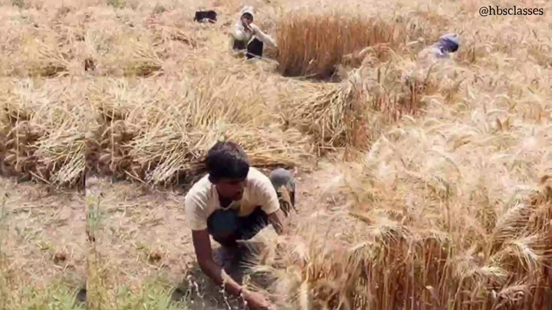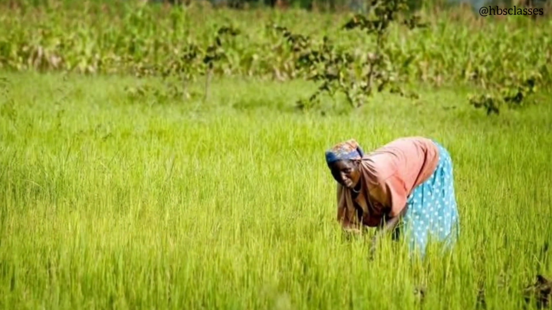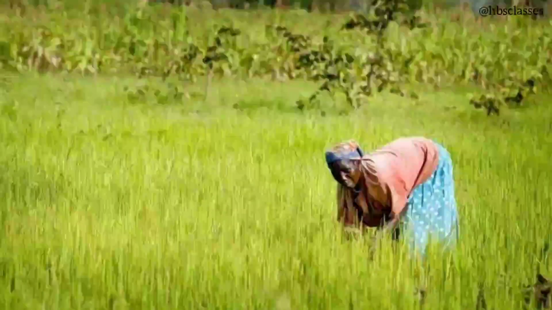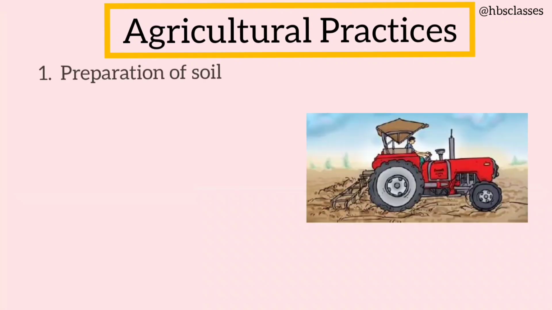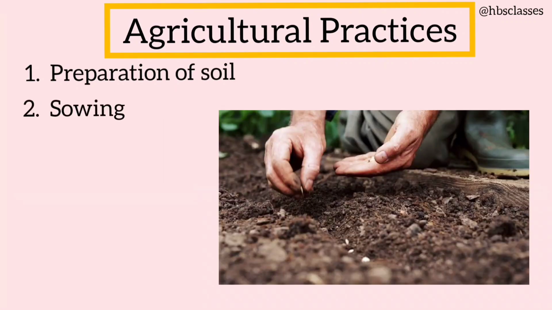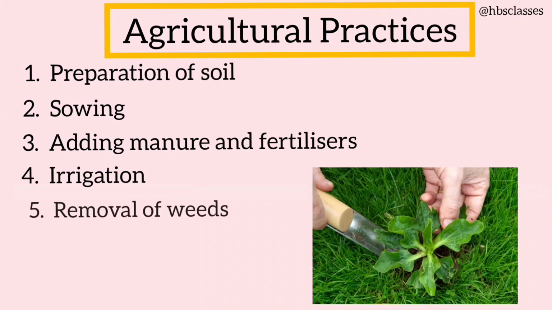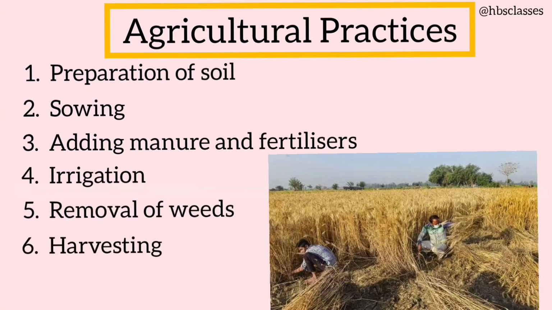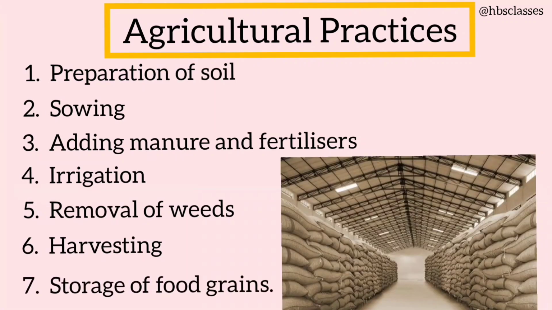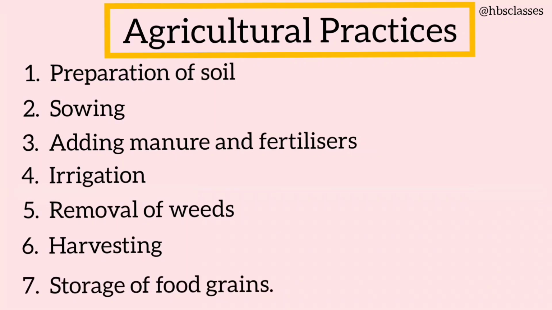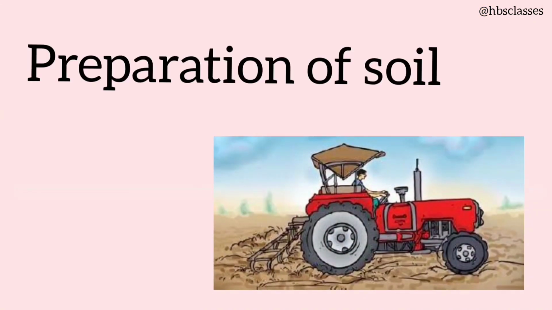The various agricultural practices which are carried out at various stages of crop production are preparation of soil, sowing, adding manure and fertilizers, irrigation, removal of weeds, harvesting, and storage of food grains. So these are the basic agricultural practices which are performed by a farmer to grow crops. We will know about these practices in detail. So let's begin with preparation of soil.